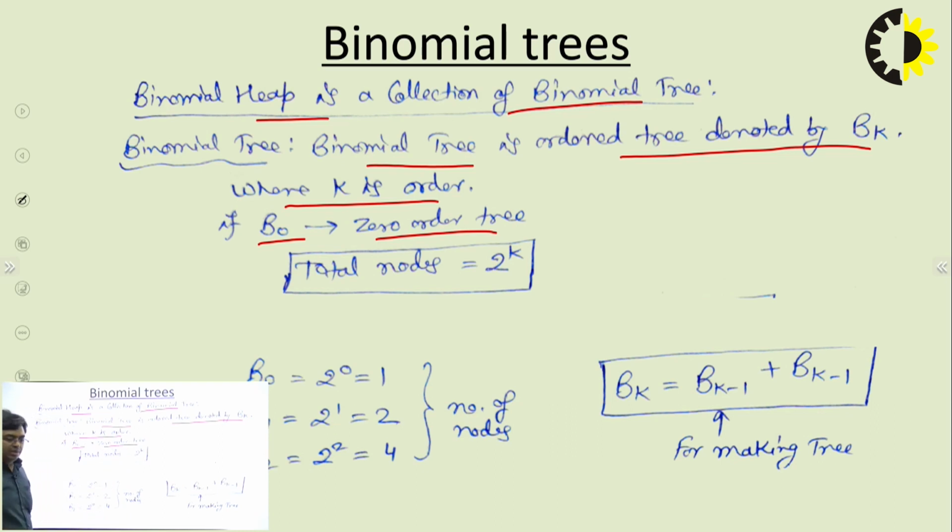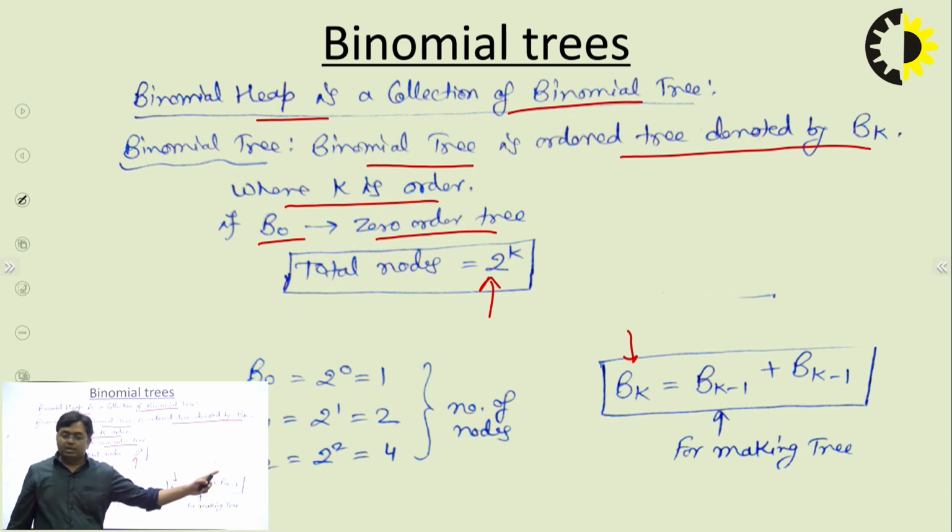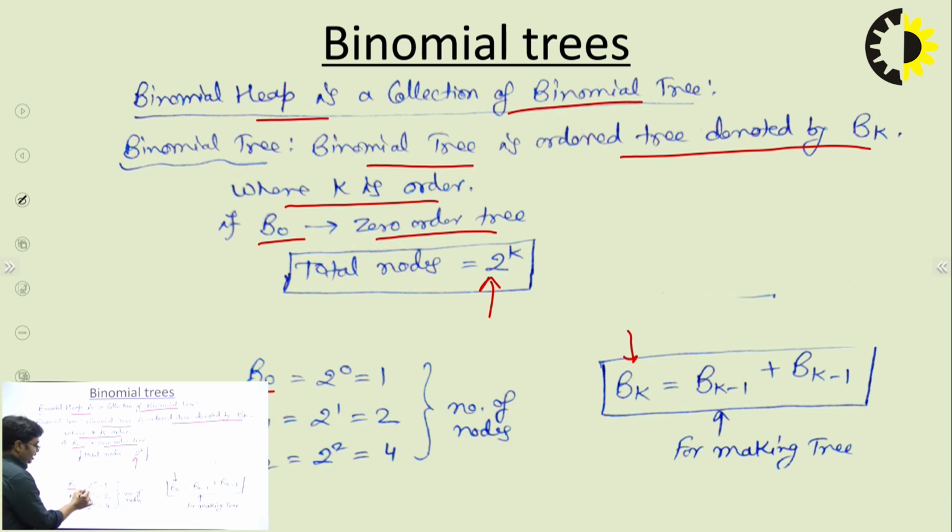We have shown in the last part that the total number of nodes in a binomial tree is 2 raised to power k. For example, Bk consists of two Bk minus 1 trees: first Bk minus 1, second Bk minus 1. If we are talking about B0, with depth 0, the number of nodes is only 1, given by 2 raised to power k.